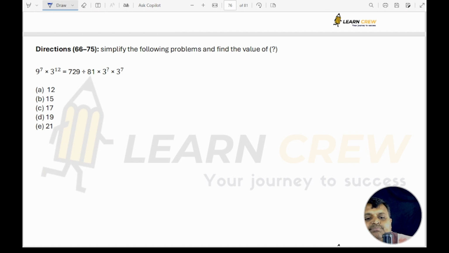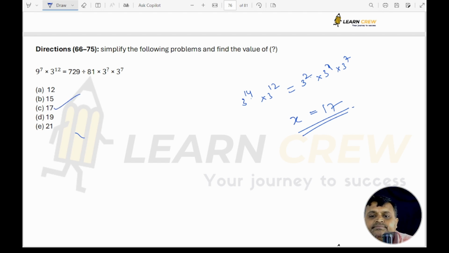Next, 9 power 7. 9 power 7 is the same as 3 square whole power 7, which is 3 power 14. Into 3 power 12, which is 729, that means 3 power 6. 3 power 6 by 3 power 4, which is 3 square into 3 power x into 3 power 7. So 2 plus 7 is 9, 14 minus 9 is 5, 5 plus 12 is 17. So you will get 3 power x is 3 power 17. So x is 17. 17 is the answer.